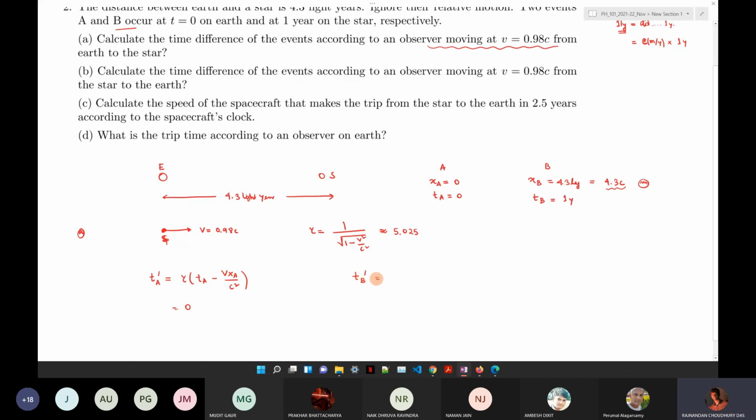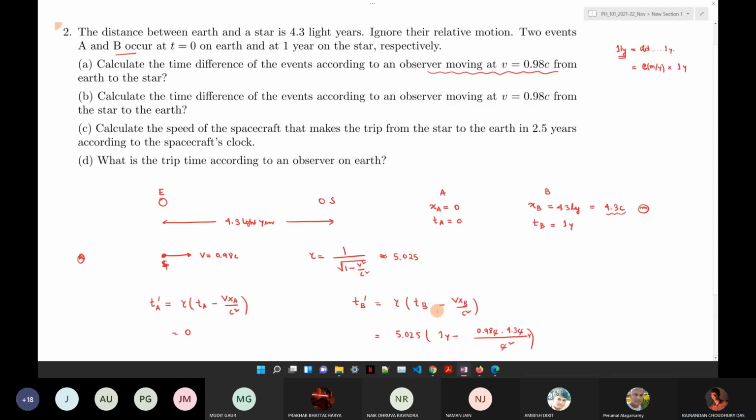But when you write Tb prime, it will be gamma times (Tb minus v xb by c square). You know Tb is equal to 1 year, gamma equal to 5.025, v is equal to 0.98c, and xb is 4.3 light years, so I will write it as 4.3 c. What is the benefit here? c square will get cancelled. So finally you can calculate it, this is in years, and the magnitude will come out to be equal to 16.15 years.